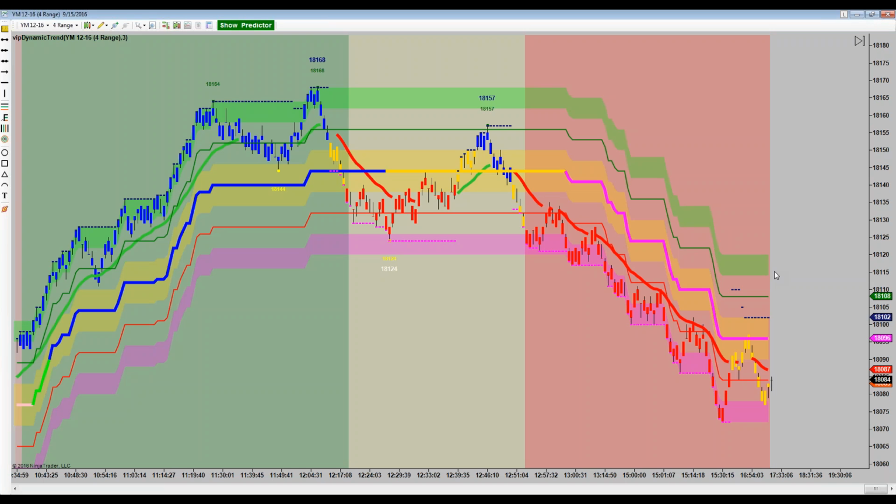Okay, yes. Yeah, we're in a downtrend. The trend is down. So we'll get on the same page here as far as what a trend is and how we define how to trade it.